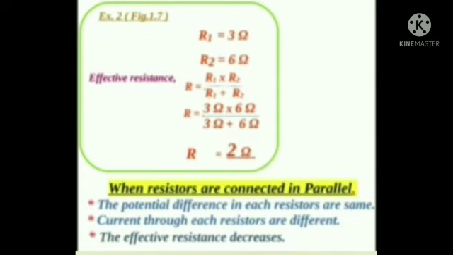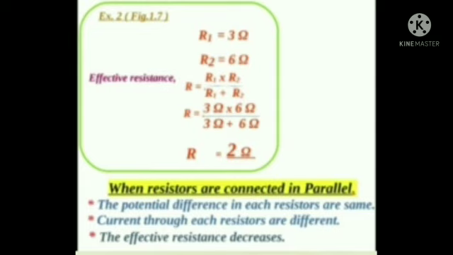Next we discuss the peculiarities of parallel connection. When resistors are connected in parallel, the potential difference V in each resistor is the same. In series connection, potential difference is divided, V1 plus V2, but in parallel connection, potential difference is the same. Current through each resistor is different. Here the difference is in the case of current, but the effective resistance decreases, because we can calculate the effective resistance by division. So effective resistance in parallel connection decreases.